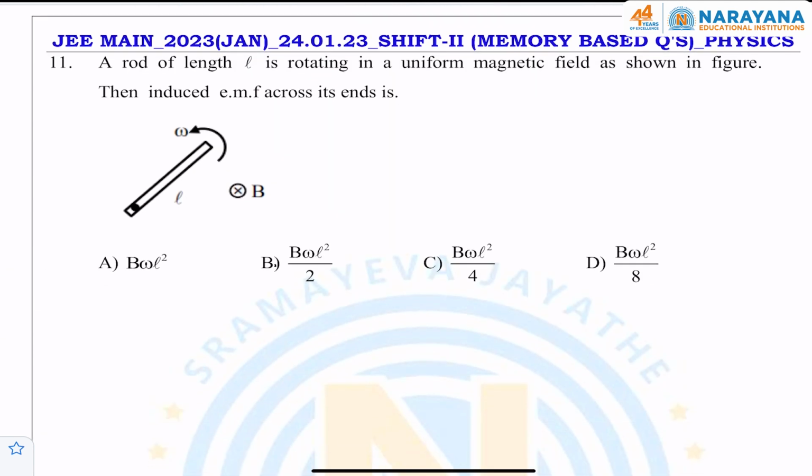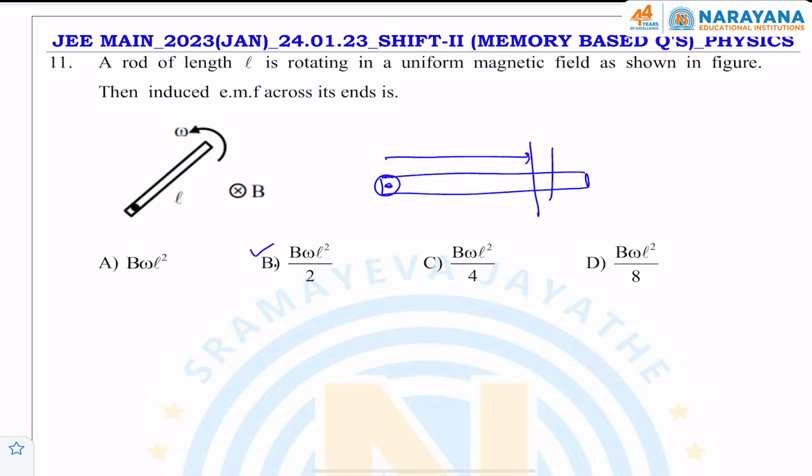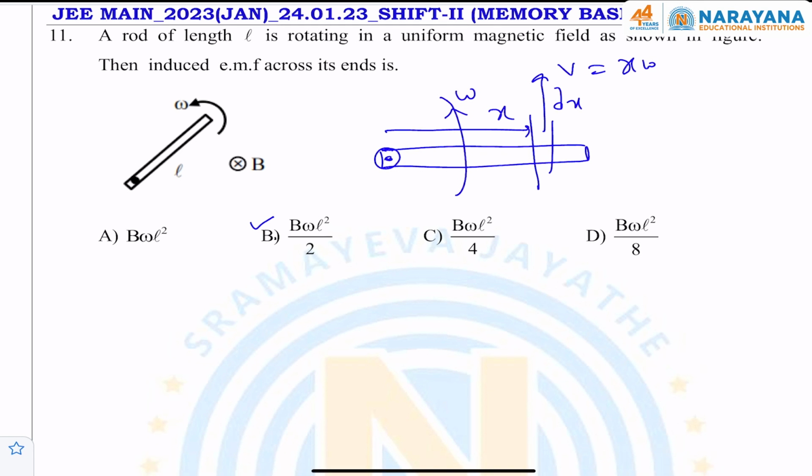Next, 11th question. A rod of length L is rotating in a uniform magnetic field as shown in the figure, then the induced EMF across its ends. This is the most standard and direct expression, B omega L square by 2, but we can prove this by taking a rod rotating about one of its ends, considering an element of length dx at a distance x from the axis of rotation, whose speed can be written as x into omega, as it is rotating with angular velocity omega.